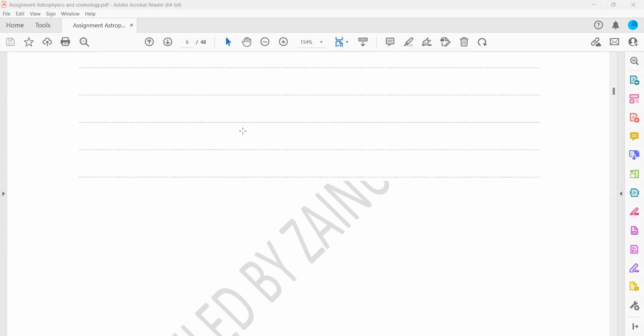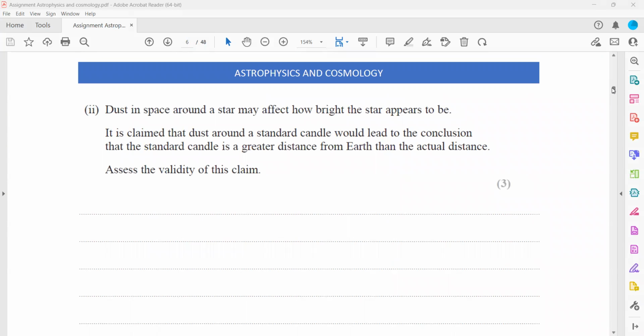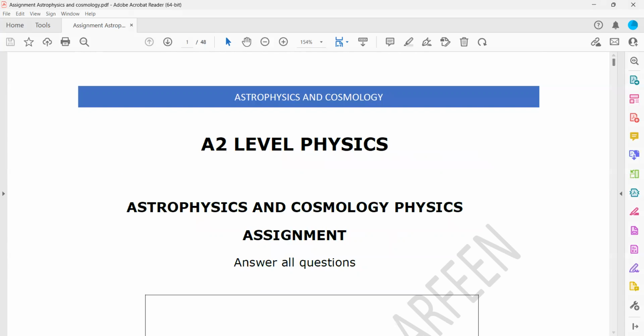So these are the first two questions from the exercise on Astrophysics and Cosmology. In the next session, we'll do more from this.